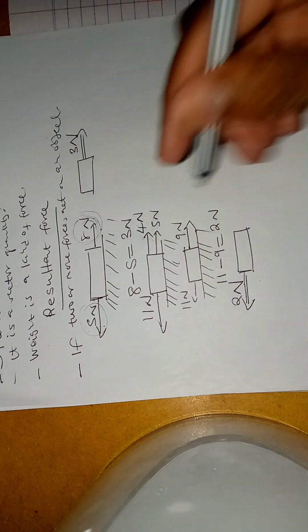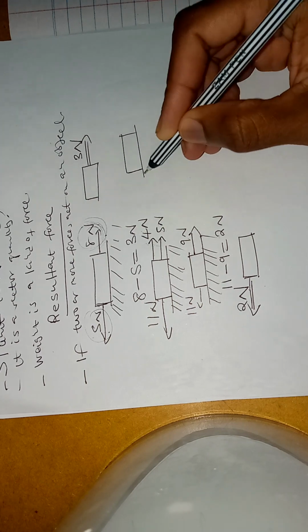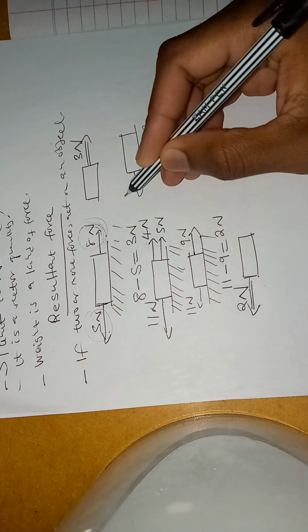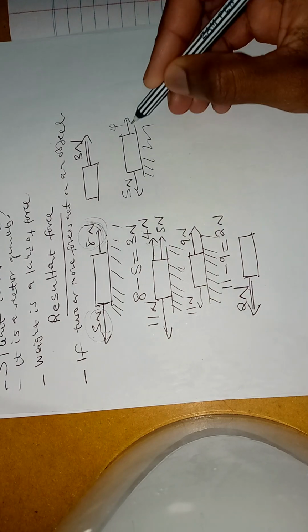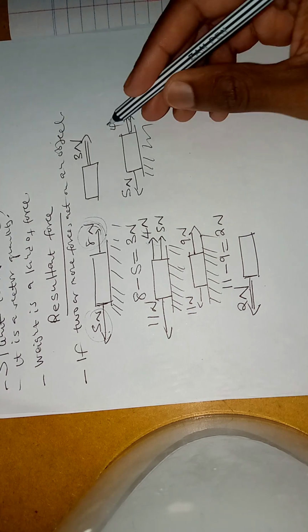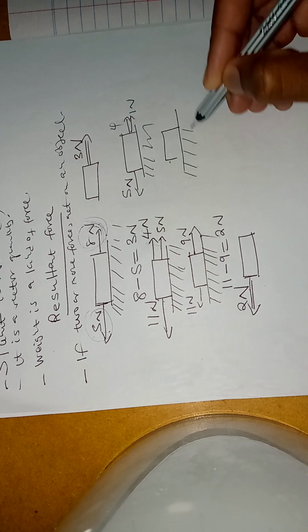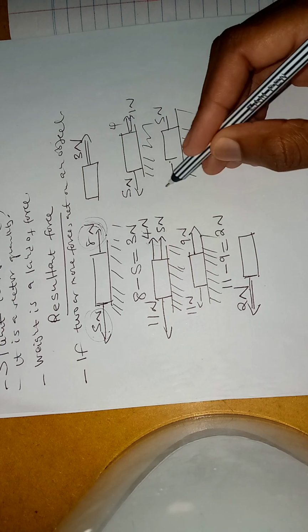Okay, so now what if we have a body like that? You have maybe 5 newtons and 4 plus 1 newton. These are facing the same direction, so we add them, and the body can be redrawn like this. 4 plus 1 is going to be 5 newtons. Even there it's 5 newtons.